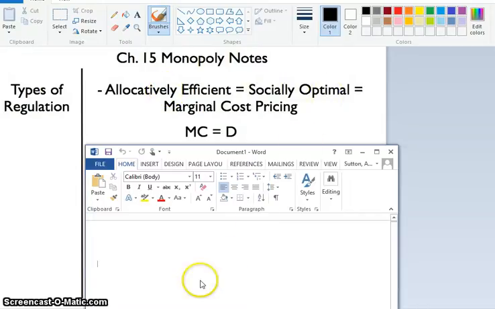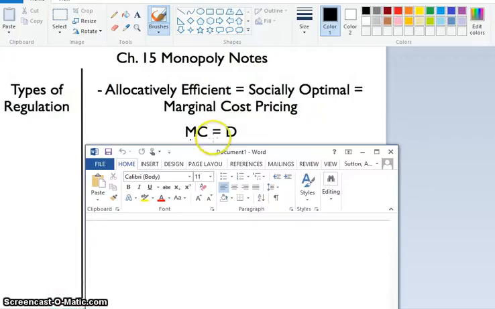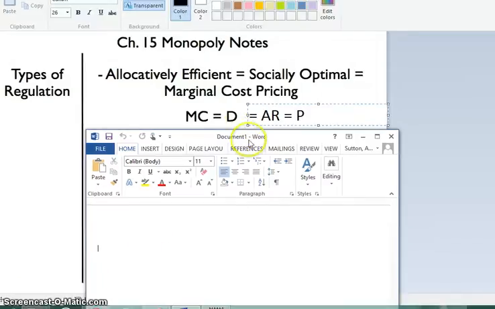Now, I want you to see the graph here. So remember the rule, MC equals D, where marginal cost equals demand. Well, what is your demand curve? It is your average revenue curve, or your price curve. MC equals D equals AR equals price might be a way. So there you go. MC equals D equals AR equals P. Might be a way to think about that.